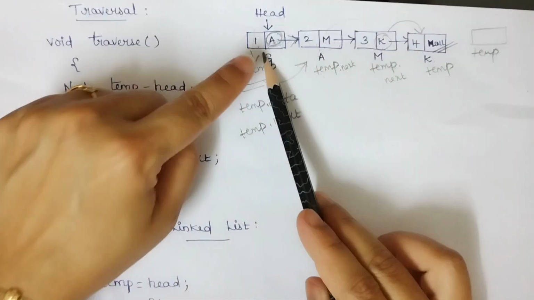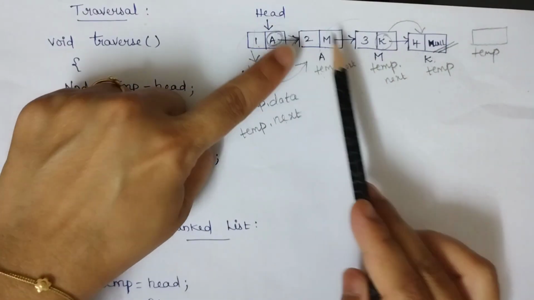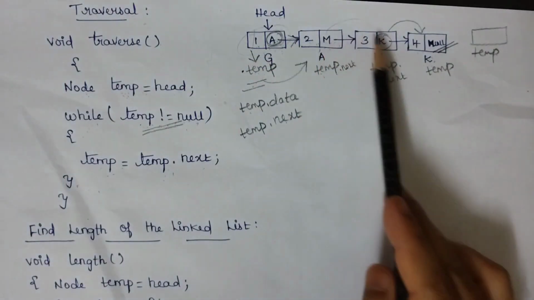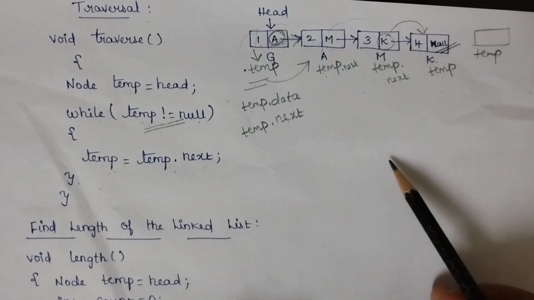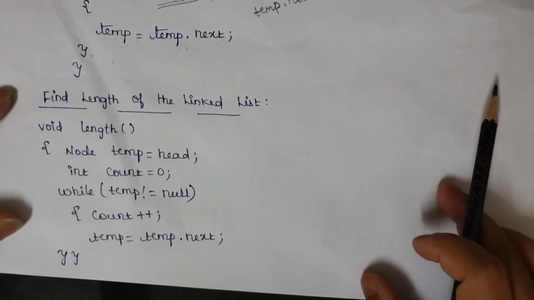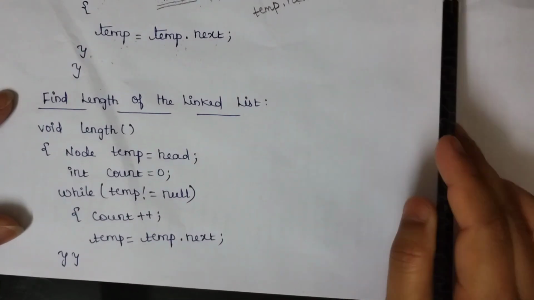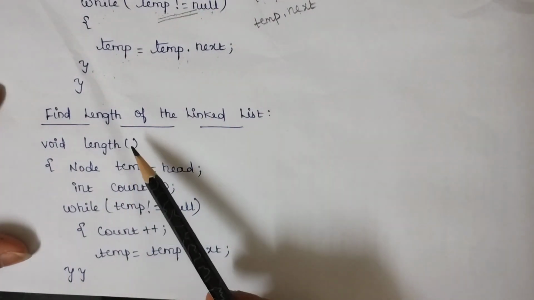If your temp is here, you can count this as 1. If your temp moves here, you can count it as 2. If your temp moves here, you can count it as 3. If your temp moves here, you can count it as 4. So in this way, while traversal, you can count the number of nodes in the list. That is what you are doing here.